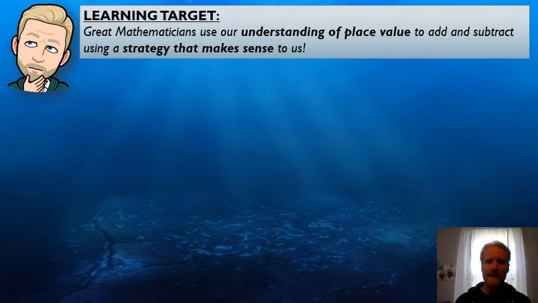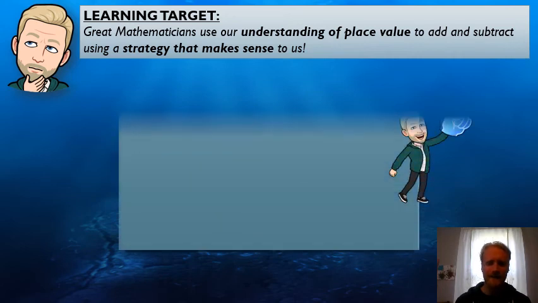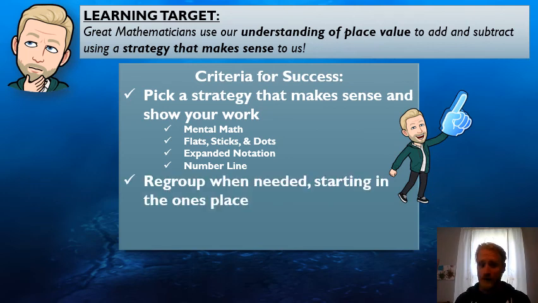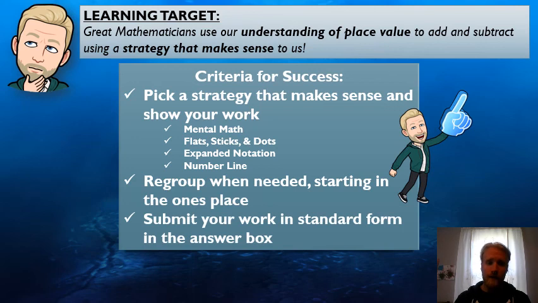All right, guys, so let's recap expectations for today. First off, pick a strategy that makes sense and show your work. You all have different strategies that make sense to you. So whether it be mental math, flat sticks and dots, expanded notation, or a number line, pick what makes sense to you. Regroup when needed, starting always in the ones place. You saw we did 2 problems together. One needed regrouping, one didn't. And finally, when you're answering the questions, make sure you submit your work in standard form in the answer box to get full credit for your accurate response.